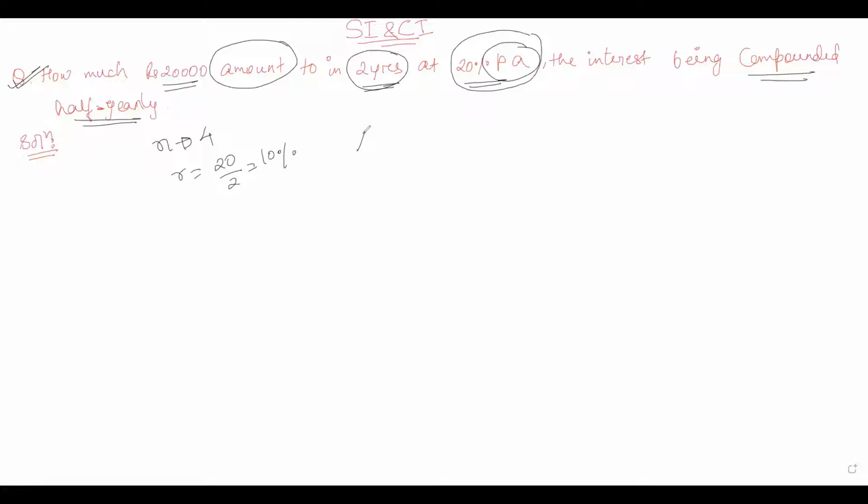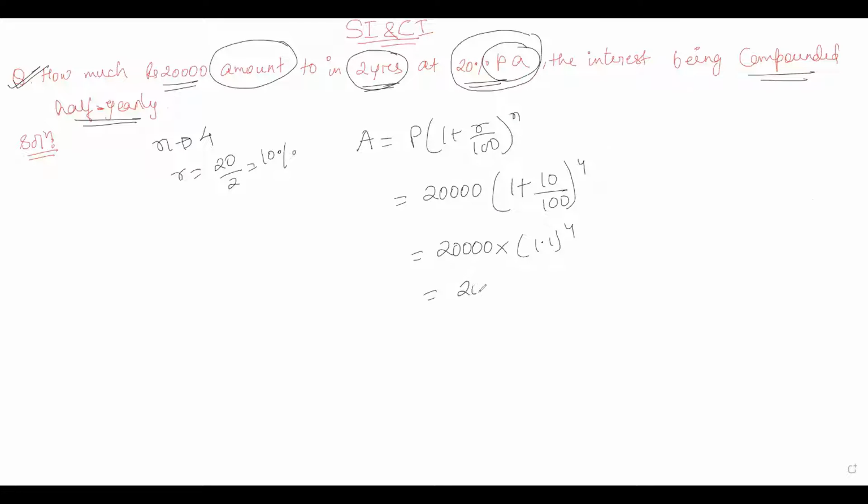So we can directly use the amount formula, which is given as P times 1 plus R upon 100 to the power n. So if we use the values here, this would be 20,000 times 1 plus 10 upon 100 to the power 4, which is equivalent to 20,000 times 1.1 to the power 4. So if you simplify this, this would be 20,000 times 1.4641, and this would be 29282. So that means the principal 20,000 will amount to rupees 29,282 in 2 years at 20% per annum when the interest is being compounded half yearly.